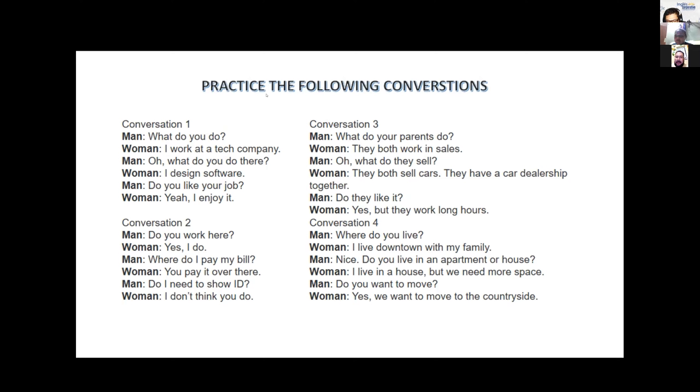Oh, do they like it? ¿Y les gusta a ellos? Yes, but they work long hours. Sí, pero ellos trabajan largas horas. And also we have the conversation number four.